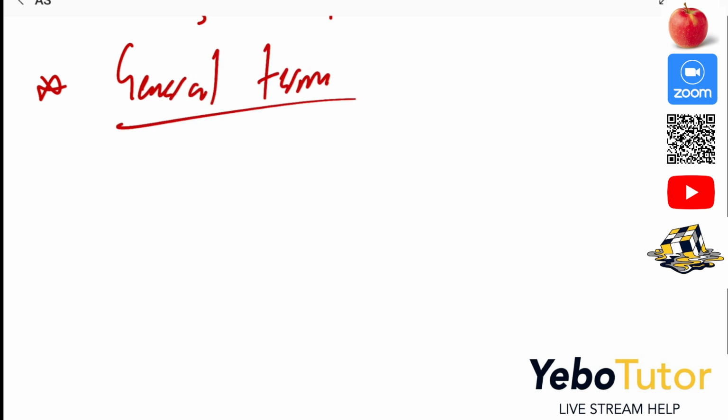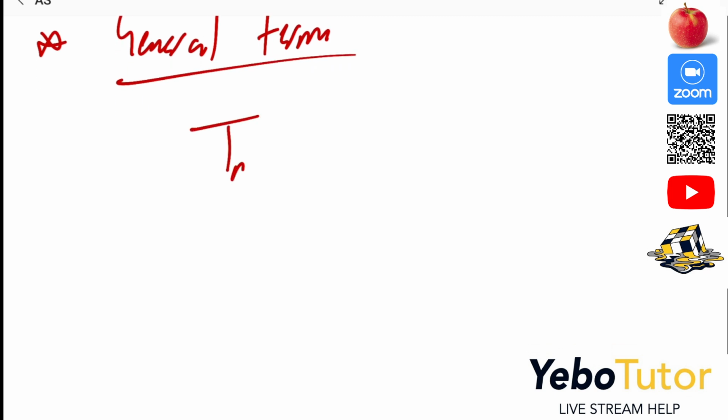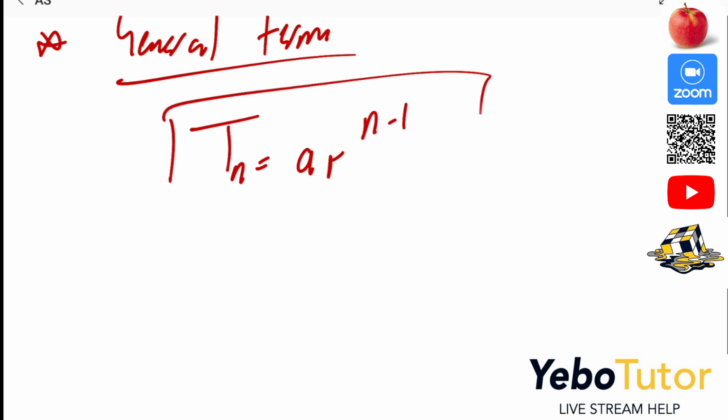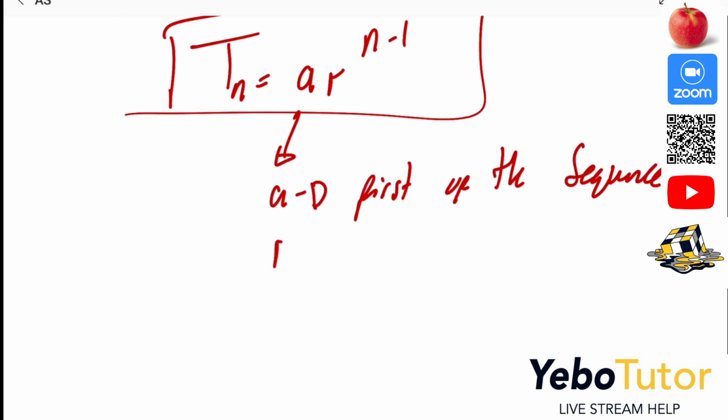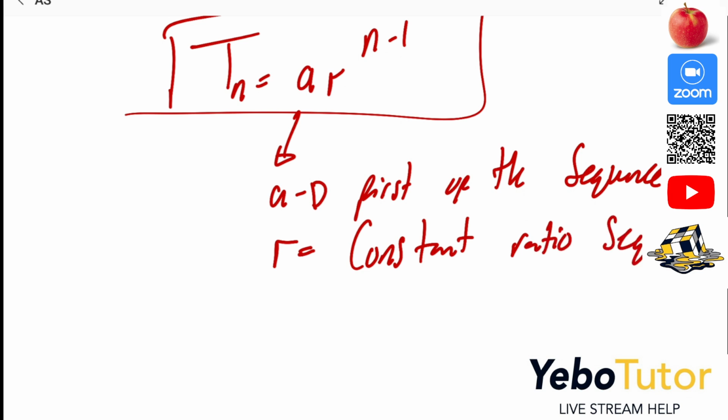So for the general term, which other textbooks call the general formula, for a geometric sequence, this is just straightforward and easy. This is just going to be Tn is equal to a r to the power n minus 1. Easy stuff. What is your a? Your a is the first term of the sequence. And what is your r? Your r will be your constant ratio of the sequence. Easy stuff. You don't have to sweat about it. You just have to answer it.